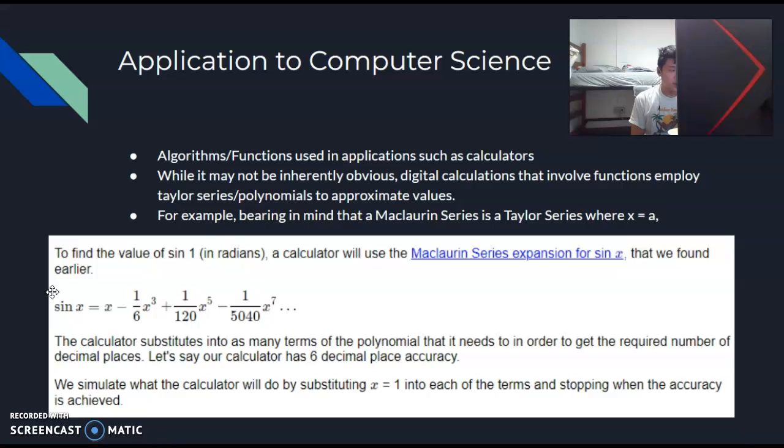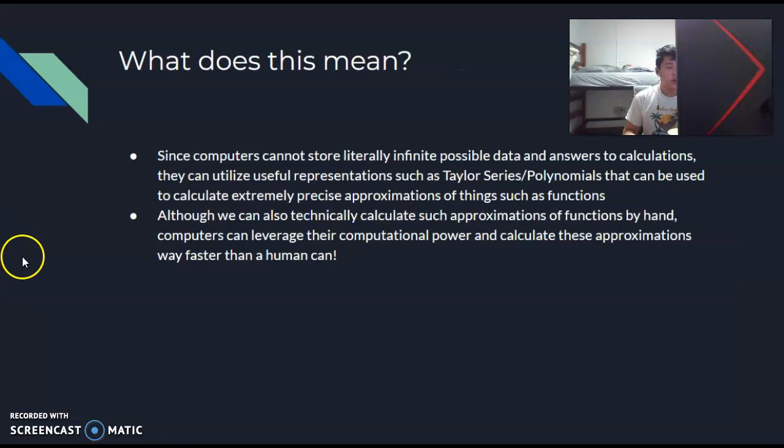So the calculator substitutes in as many terms of the polynomial as it needs in order to get the required number of decimal places. Let's say our calculator has 6 decimal place accuracy. We simulate what the calculator will do by substituting x equals 1 into each of the terms and stopping when the accuracy is achieved. So what does this mean?